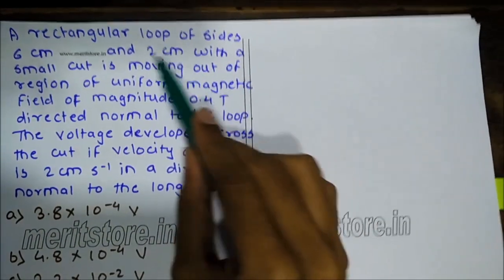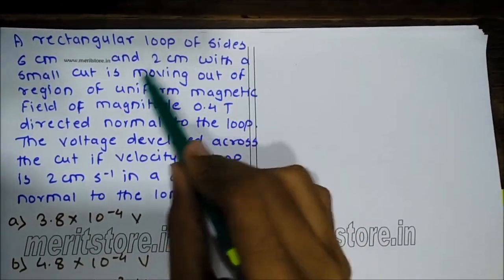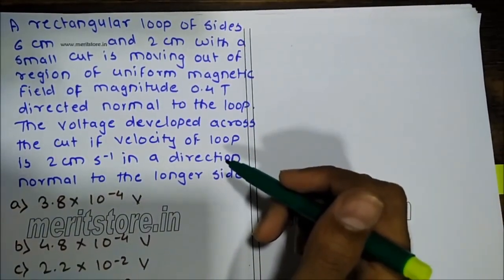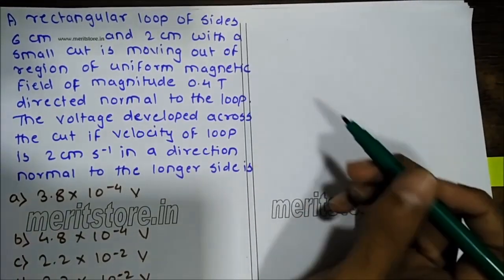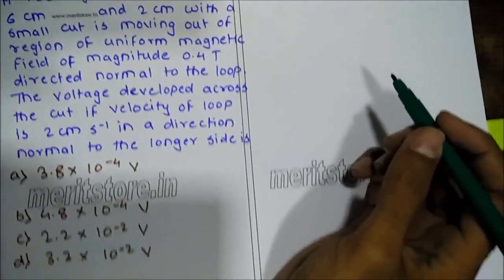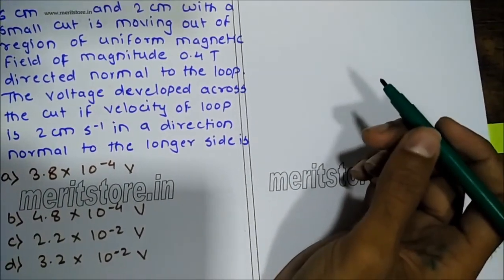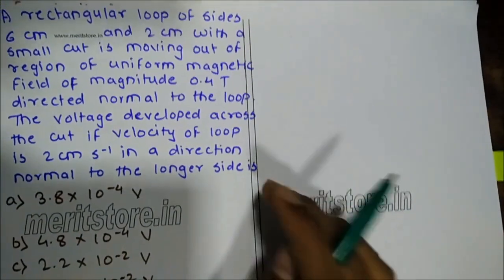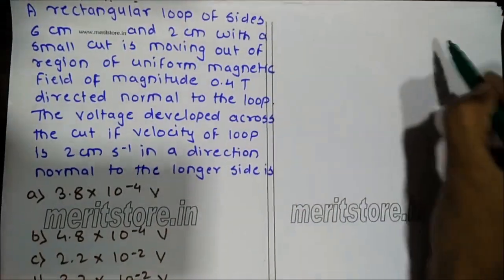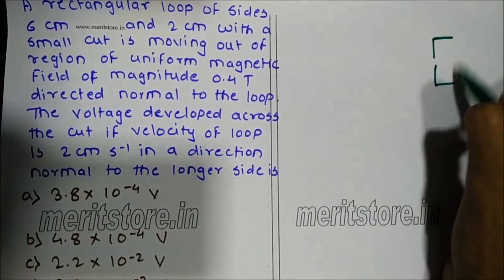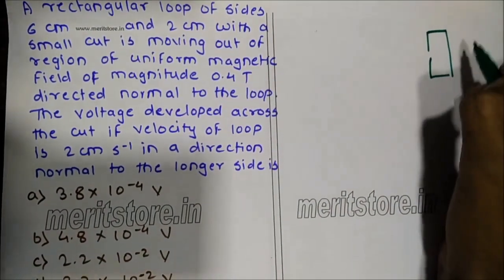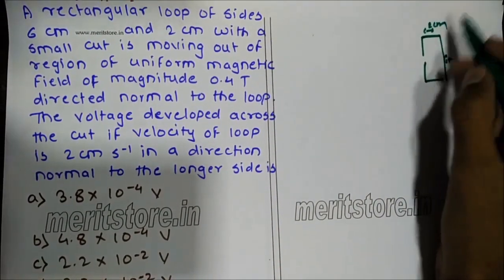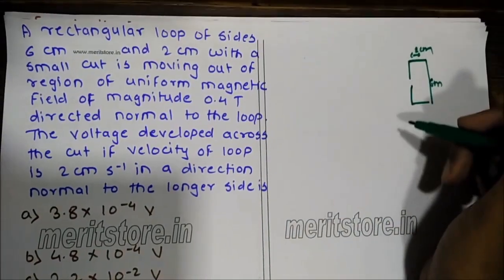We have a rectangular loop of sides 6 centimeters and 2 centimeters with a small cut, moving outwards of a region of uniform magnetic field of magnitude 0.4 Tesla, directed normal to the loop. The voltage developed across the cut, if the velocity of the loop is 2 centimeters per second in a direction normal to the longer side, is? So we need to find the voltage developed in the small cut. Basically we have a small rectangular loop here with sides 6 centimeters and 2 centimeters, and there is a cut here, and we need to find the voltage developed across that cut.